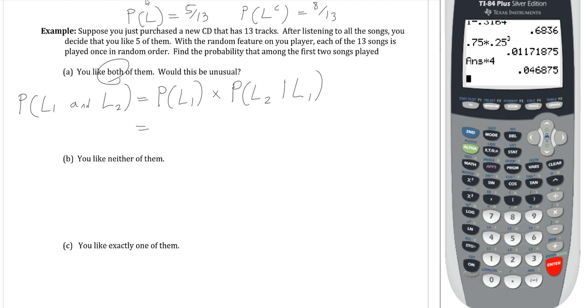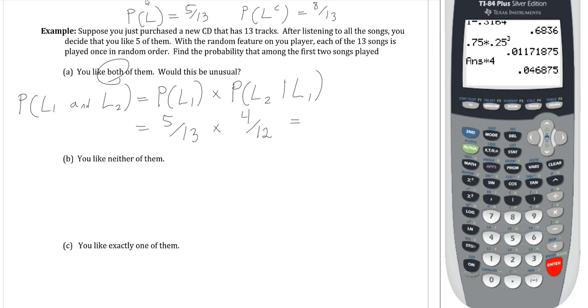Well, the probability you like the first song we wrote above was 5 out of 13. But then the probability that I like the second song, given I like the first, now there's only 12 songs remaining, because I already played one song on the CD. Furthermore, I played one song that I like, so there's only 4 songs remaining that I like.